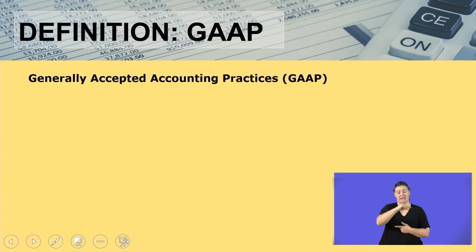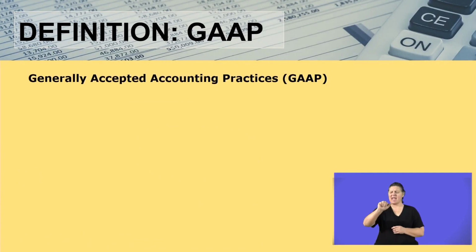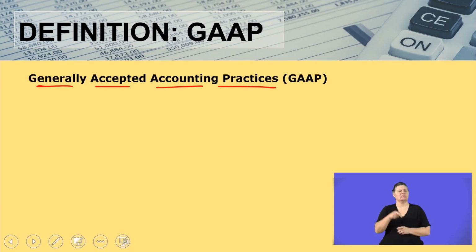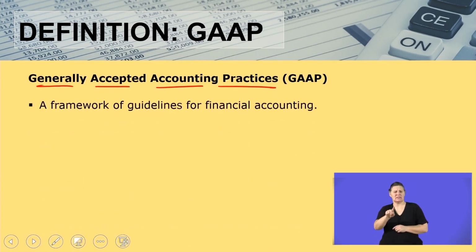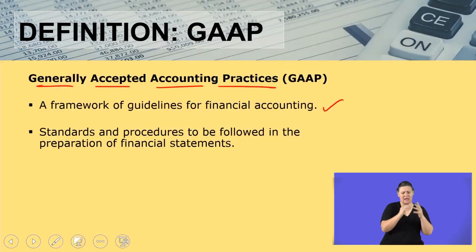The definition of GAAP. The word GAAP is an abbreviation which stands for Generally Accepted Accounting Practices. All right? What is GAAP? It is a framework of guidelines for financial accounting. I'm going to keep explaining. It's going to get lighter as we go. It is standards and procedures to be followed in the preparation of financial statements.